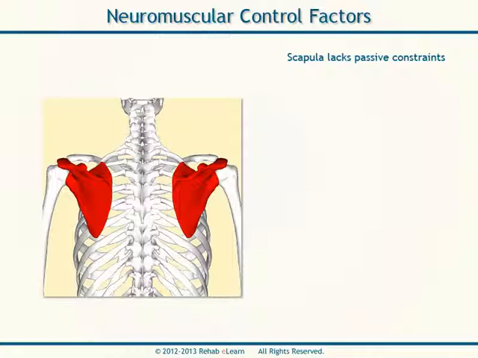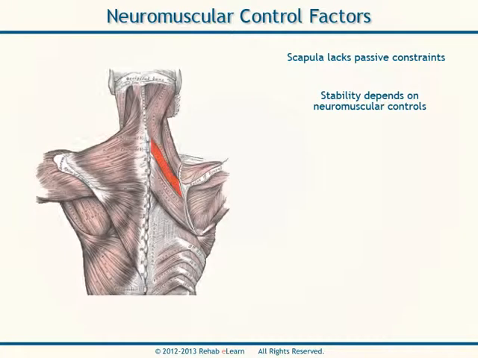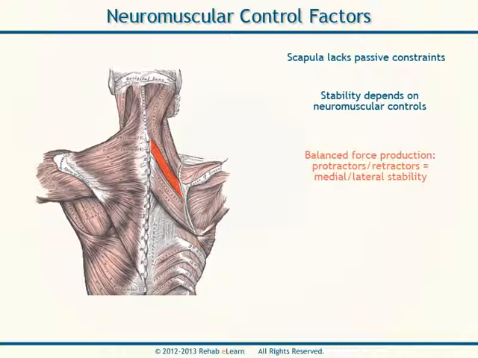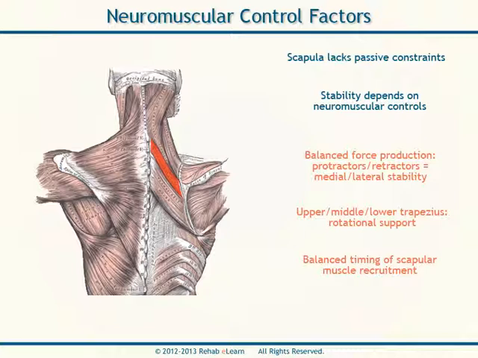Since the scapula lacks notable passive constraints, such as ligaments or osseous-related joint congruency, scapular stability is dependent upon appropriate neuromuscular control factors. In other words, it is the neuromuscular system holding the scapula in place. This is accomplished through balanced force production between protractors and retractors, providing medial and lateral stability, balanced muscle activity for all 3 trapezius parts, providing rotational support, and balanced timing of muscle recruitment among scapular muscles, rounding out the neuromuscular support.